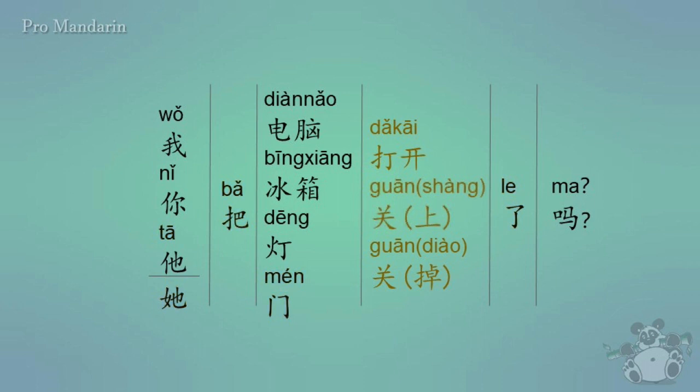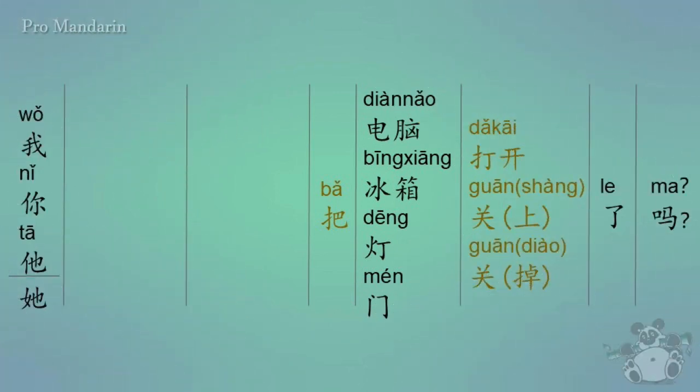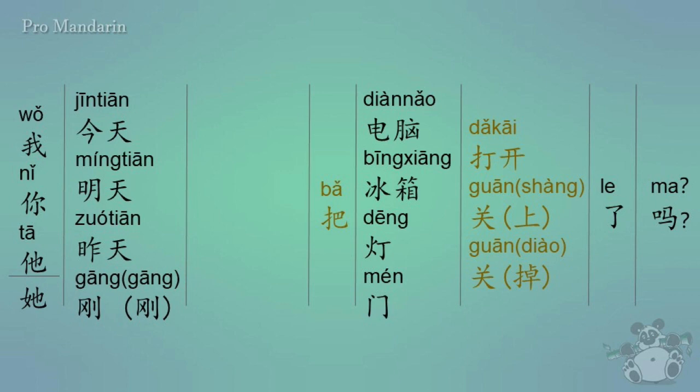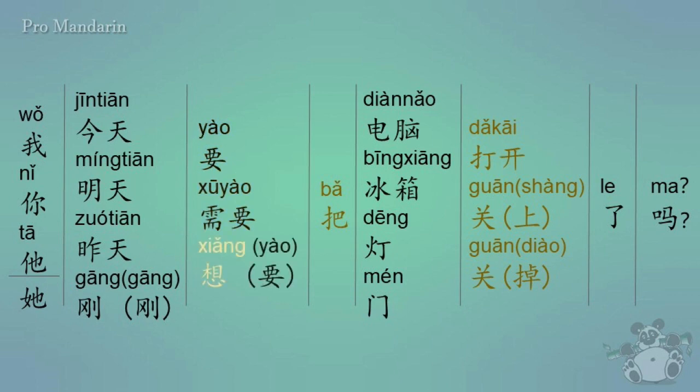Okay, so let's go ahead and add in some time frames real quick over here. So first we have 今天, which is today, 明天, tomorrow, 昨天, yesterday, and 刚 or 刚刚, which means just, as in just happened. And then we're also going to use 要, which is want to or gonna, so wanna or gonna, 需要, need to, and 想 or 想要, which means would like to.